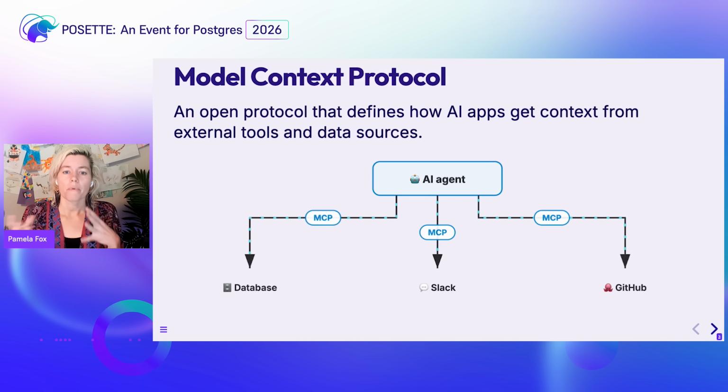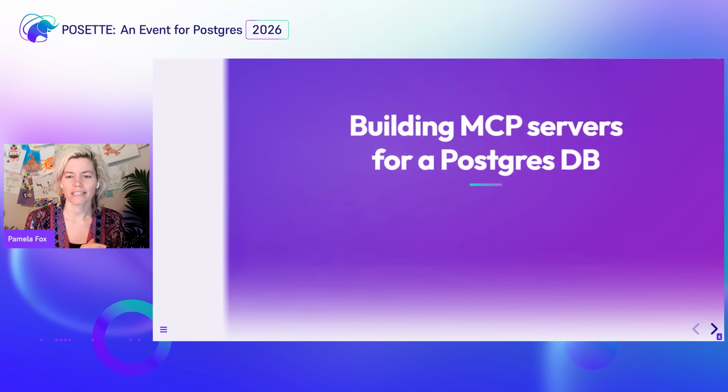Before MCP, when we wanted to integrate AI apps and agents with different data sources, we'd have to come up with these custom integrations. But now, thanks to MCP, we simply put an MCP server in front of each of these data sources, and that creates a common protocol for getting information from them. Now, one of these data sources could be a Postgres database, and that's what we're going to dig into.